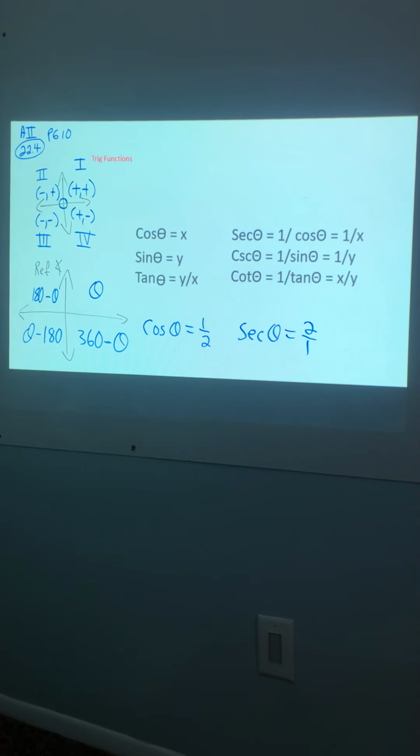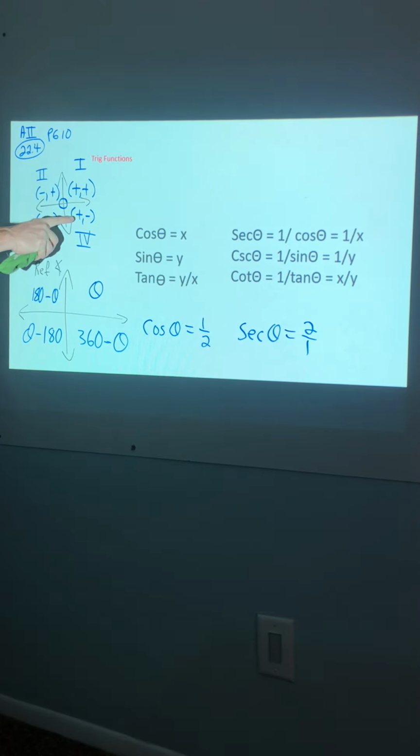A couple other things we've been working on are those signs. If you're in quadrant 1, everything's going to be positive, positive. Quadrant 2, it's going to be negative, positive. Quadrant 3, negative, negative. And finally, quadrant 4 is going to be positive, negative.